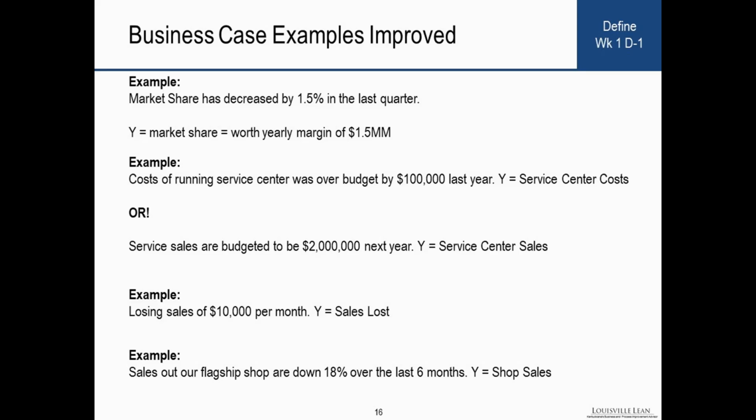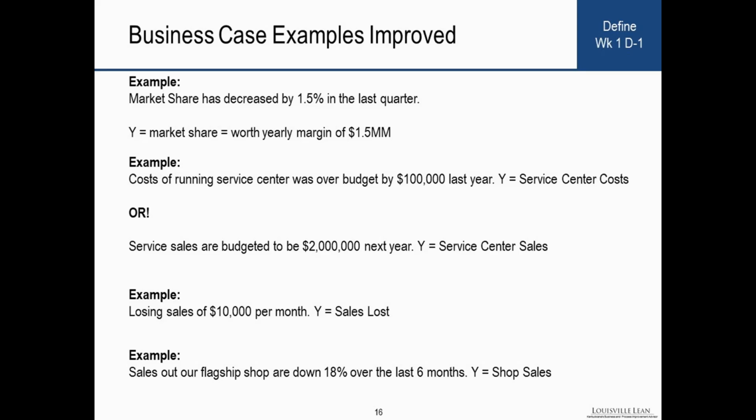Third example, we're losing sales of $10,000 per month. Again, sales lost. Not trying to say what it is. I'm saying this is what we're working on. We've got a sales leakage problem. Same thing on the last one. Sales at a flagship shop are down 18% over the last 6 months. Y is equal to shop sales. Doesn't that make it a lot clearer what each project is for? We don't want verbiage. Verbiage just confuses. Let's write down the transfer function as it starts, and then we're off to a good start on the project.